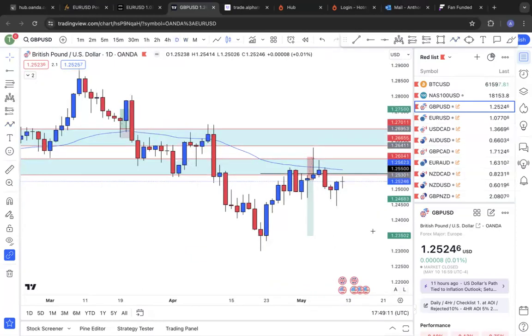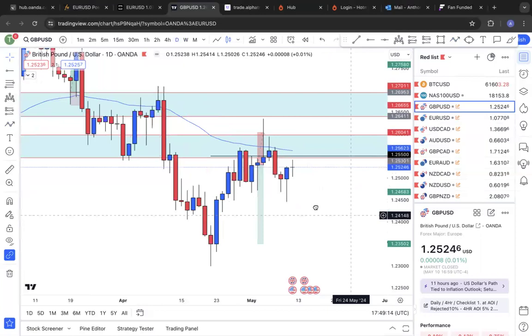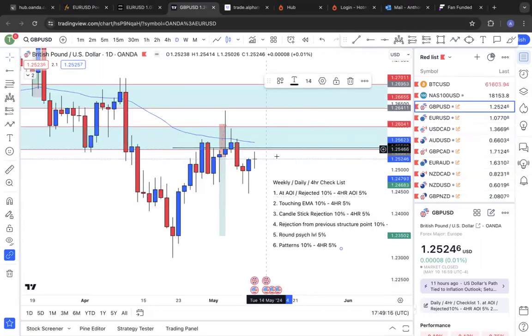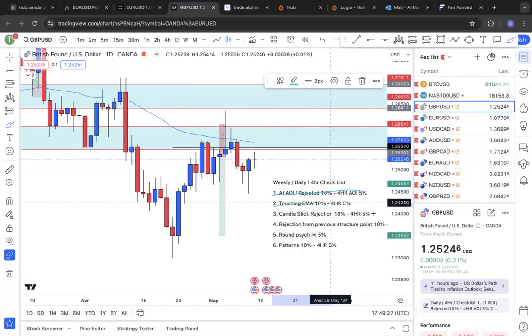Daily charts. And we do the same checklist. We just run the checklist back over. It's not at a daily, it's at a weekly area of interest. So we cross that out. Boom. Is it touching the EMA? No. Is it candlestick rejection? Well, is that a rejection candlestick? Yeah, I'd say it's a rejection, but is it rejecting from the area of interest? You know what? I'll give it.